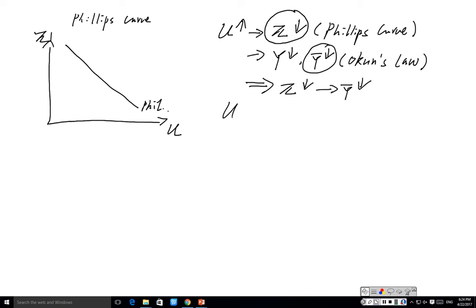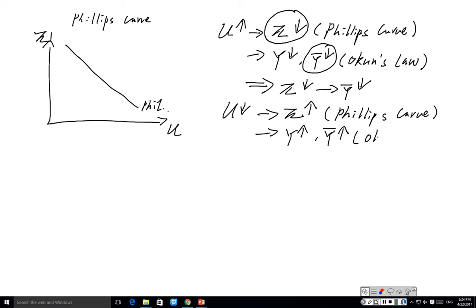On the other hand, if the unemployment rate goes down, the inflation rate will be up. Again, that's a negative relationship predicted by Phillips curve. When the unemployment rate is low, the economy normally is good. So GDP is increasing. So output level is high and the output gap, Y bar, will be high. That's according to the outcomes loss.